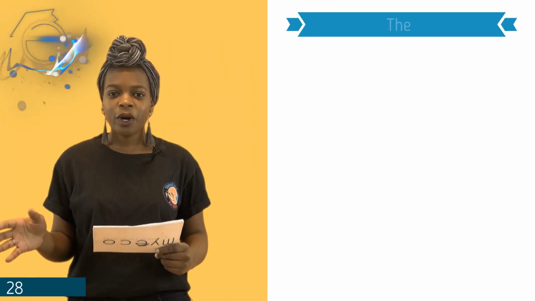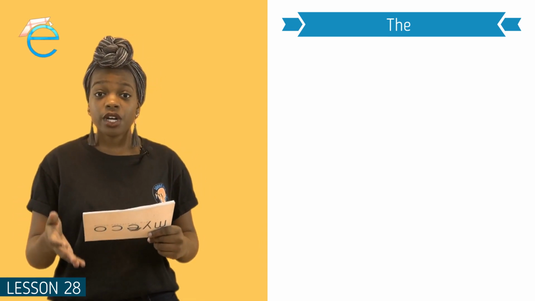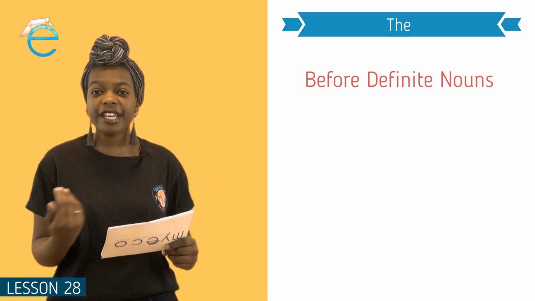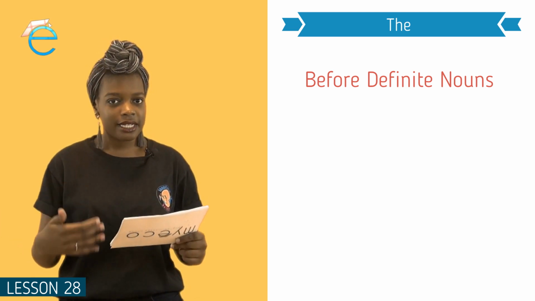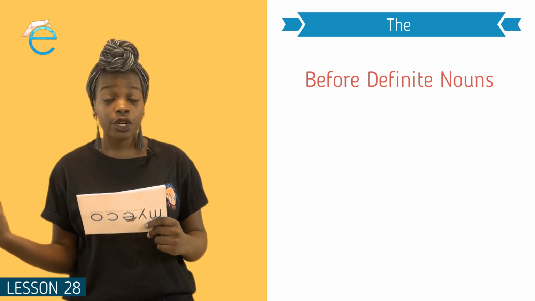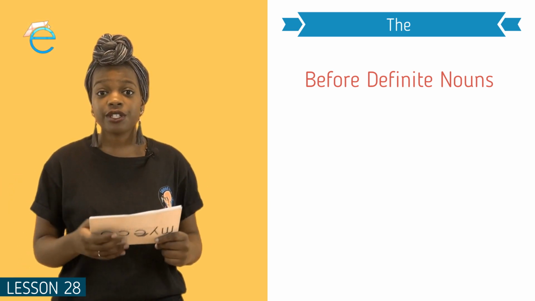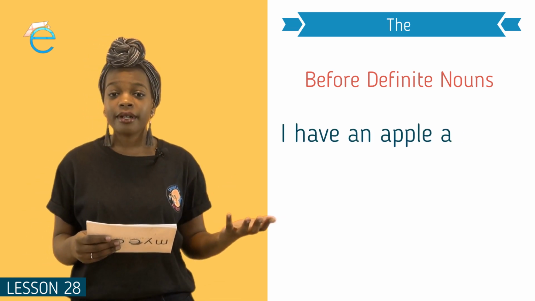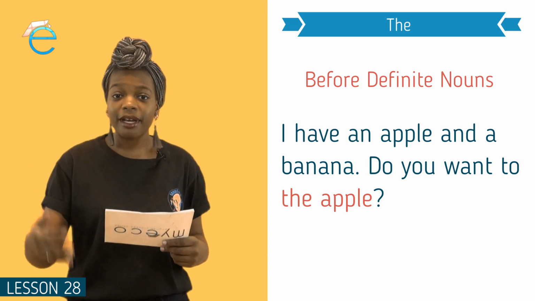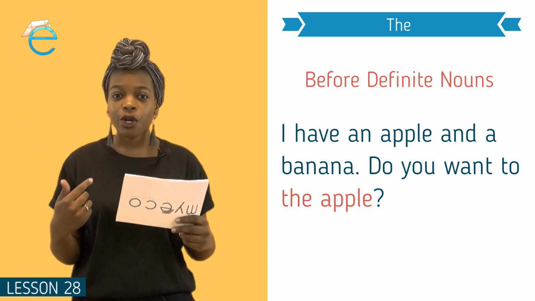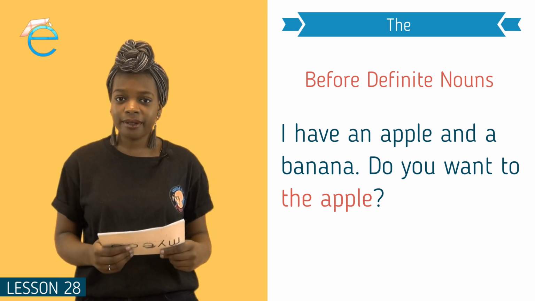Okay, so let's look at what we've learned so far. Now, we already know that we use the article the before definite nouns. Definite nouns meaning nouns that we've already discussed previously in the conversation or that me and the other person already know about. For example, I have an apple and a banana. Do you want the apple? I already mentioned the apple previously, so you know which apple I'm talking about. And that's why I say the apple.